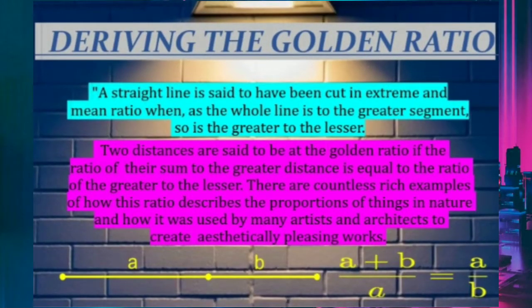Deriving the golden ratio. A straight line is said to have been cut in extreme and mean ratio when, as the whole line is to the greater segment, so is the greater to the lesser. Two distances are said to be at the golden ratio if the ratio of their sum to the greater distance is equal to the ratio of the greater to the lesser. There are countless rich examples of how this ratio describes the proportions of things in nature and how it was used by many artists and architects to create aesthetically pleasing works.